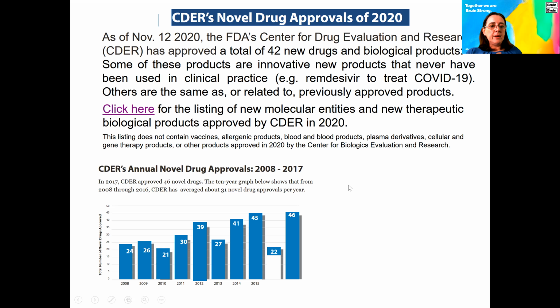And what I want to point out is that the listing I've shown you doesn't contain any vaccine, allergenic product, blood and blood product, or any plasma derivative, cellular and gene therapy. These are approved by the Center for Biologics Evaluation and Research. So the list I showed you is only from the CDER, Center for Drug Evaluation and Research.